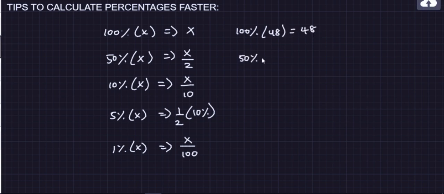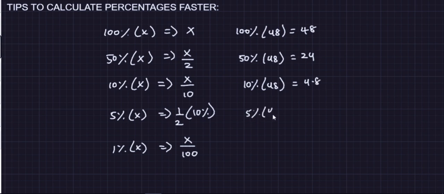Same way, 50% of 48 would be half of 48. So half of 48 is 24. Same way, 10% of 48 is 48 divided by 10, which would be 4.8. So as we know 10% easily, we can find 5%, which is half of 10%. So 4.8 divided by 2 would be 2.4. Then 1% of 48 is 48 divided by 100, which would be 0.48.